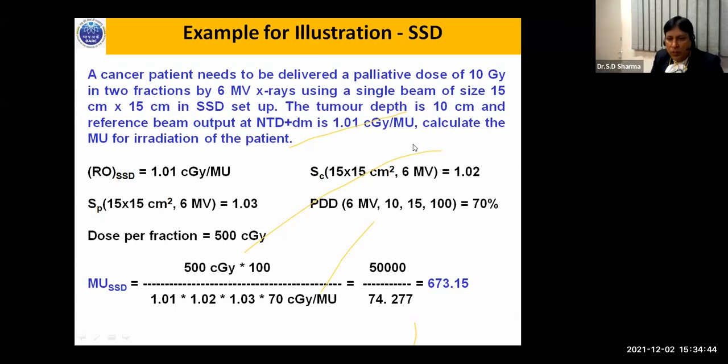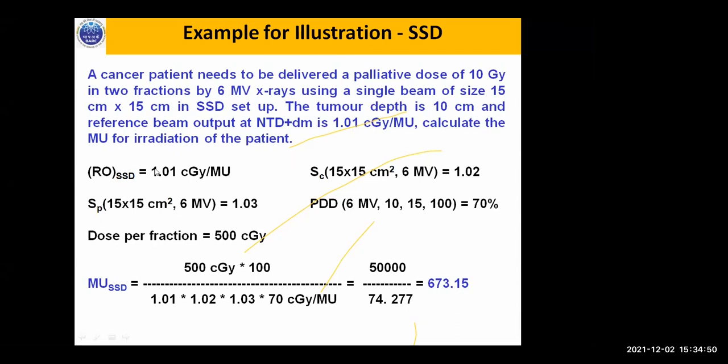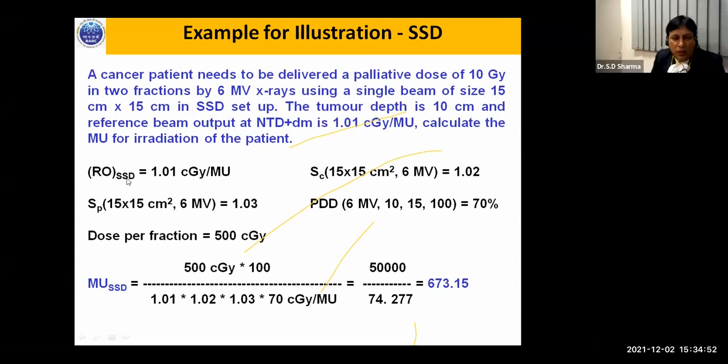This is a simple numerical problem which we come across many times in our day-to-day activities. So now what is given here? Reference output corresponding to SSD setup is 1.01 centigray per monitor unit. Collimator scatter factor we require here for field size 15 by 15. Beam energy is 6 MV.